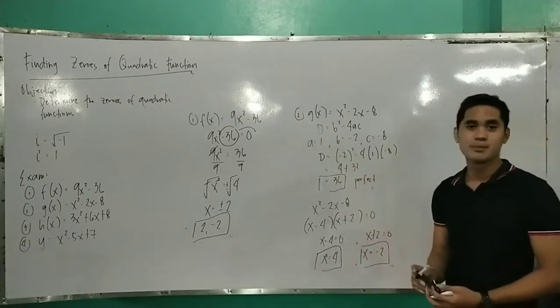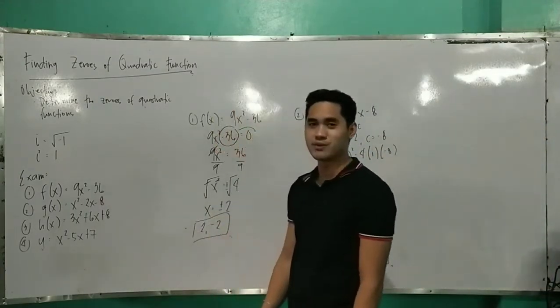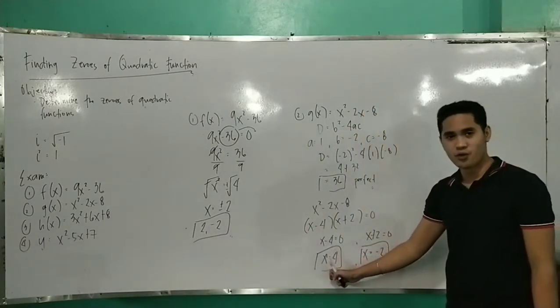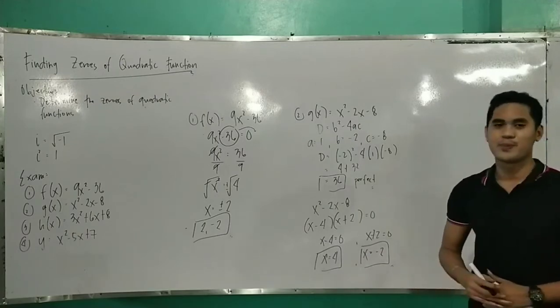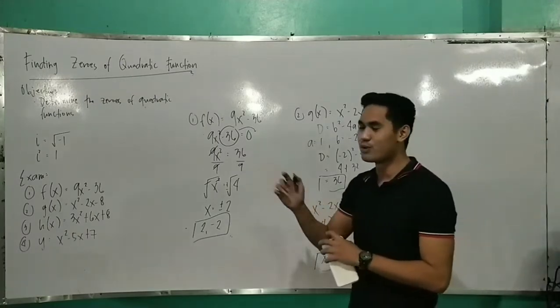So, in the given equation function, g of x is equal to x squared minus 2x plus 8, the zeros are positive 4 and negative 2. Ayan, buburahin ko na. Next tayo, numbers 3 and 4.